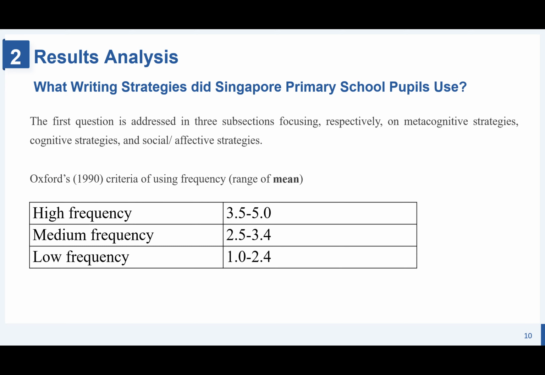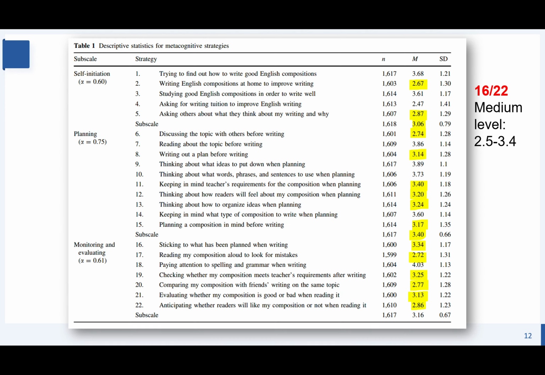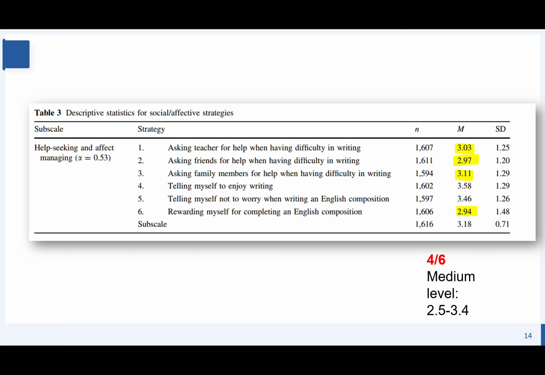Okay, now let's see the results analysis. The first question used the Oxford's criteria, so we just need to check the mean. Here are the results. We can see that the frequencies of most writing strategies used are at medium level. Let's check if it is true or not. For metacognitive strategies, 16 out of 20 are at medium level. For cognitive strategies, 16 out of 18 are at medium level. For social strategies, 2 out of 3 are at medium level. So the results are correct.